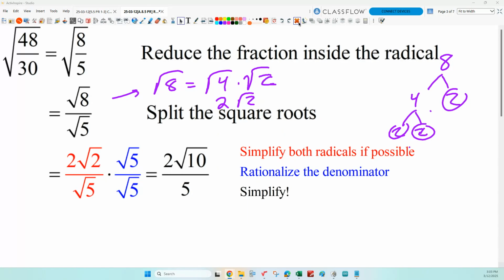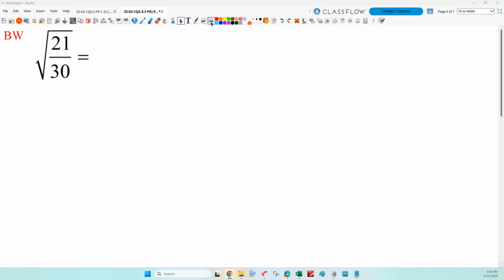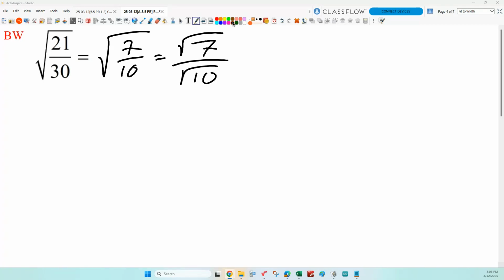Okay, do one of these on the board. I want to see it in action, and then we're done with that. We'll talk about it briefly, and I'll let you work. Turn you loose and let you work. So what do we do first? Simplify. We're going to reduce that fraction into 7/10, and then I'll split the square roots up.